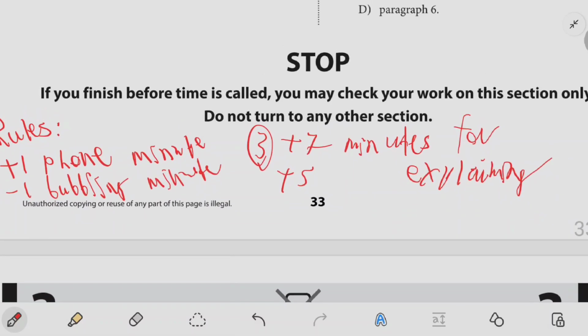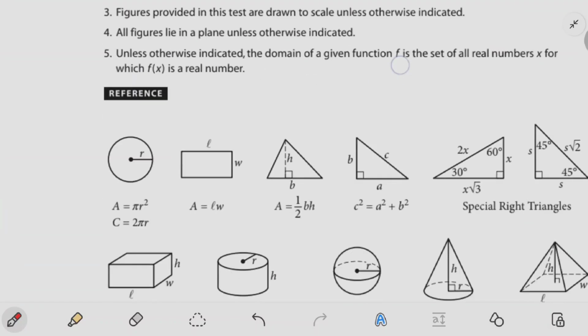I think we're ready to get started. I'm about to click the timer. 3, 2, 1, let's go.